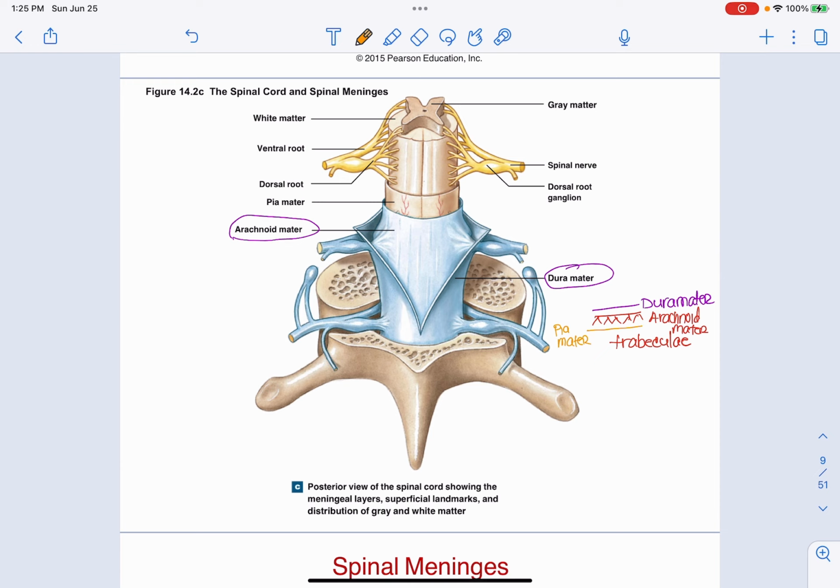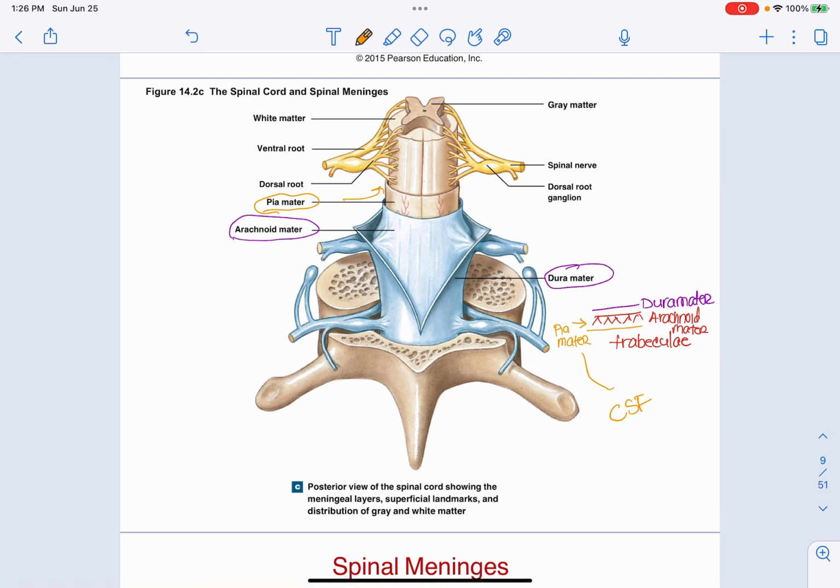All right, this hollow space contains the cerebral spinal fluid. So that cerebral spinal fluid is going to run in between that space there. And there's also going to be blood vessels. And then the pia mater is fused to the spinal cord and it follows the contours of it. So here is the pia mater. Here you can see that it is fused to the spinal cord.